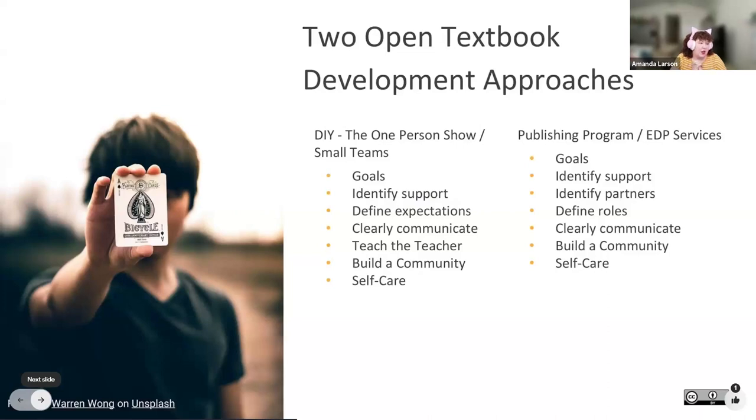They are going to have goals. You're going to need to identify your support parameters. If you're working in a large publishing program, you're going to have to identify your partners. So are those partners within your unit? Are they across your institution? Is it a center for teaching and learning? Is it instructional design? Is it IT? Is it also the library? Who are the partners? Define expectations, and then in the publishing program, define roles. So in both versions, you're setting the scope for who's going to do what.